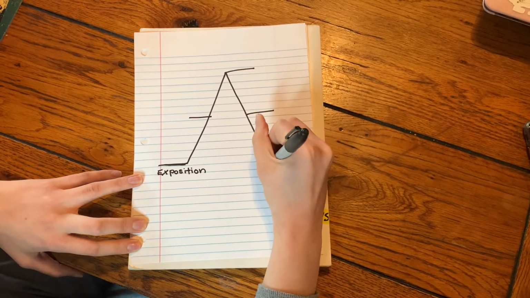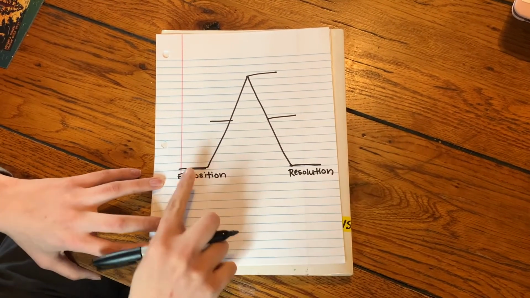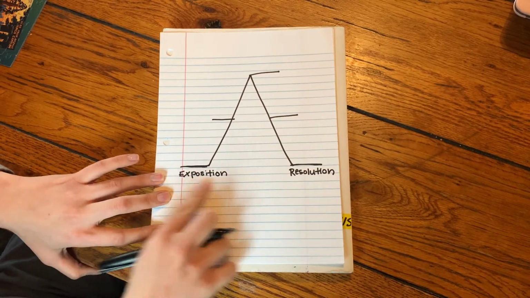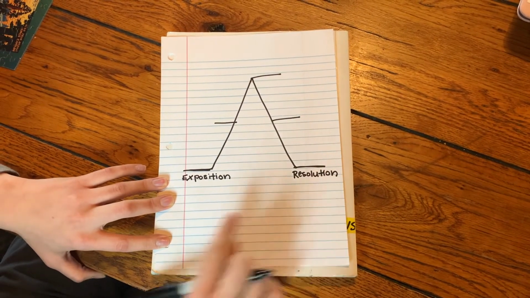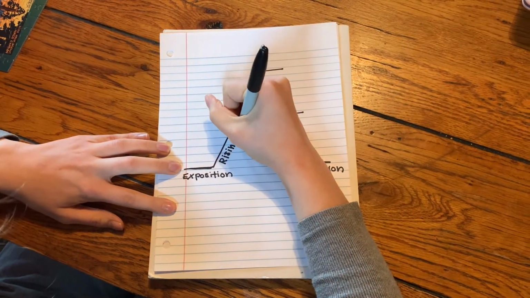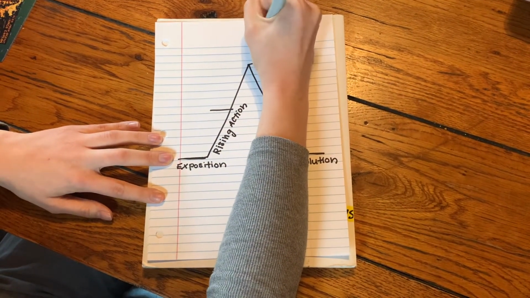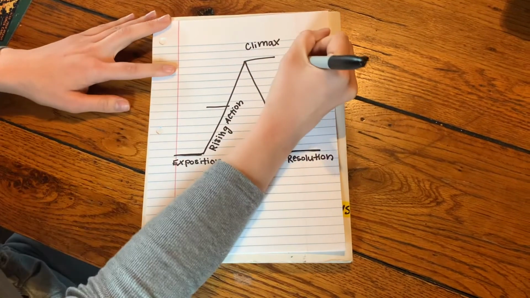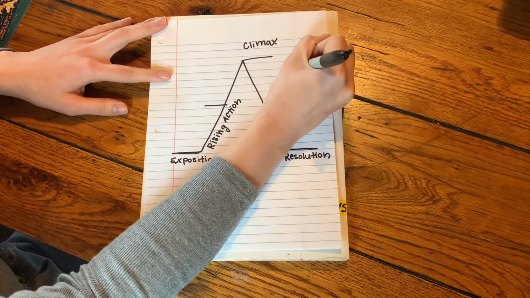This is called the resolution. An exposition is the beginning of your story, and the resolution is the end. This is called the rising action. This up here is the climax, and this is the falling action.